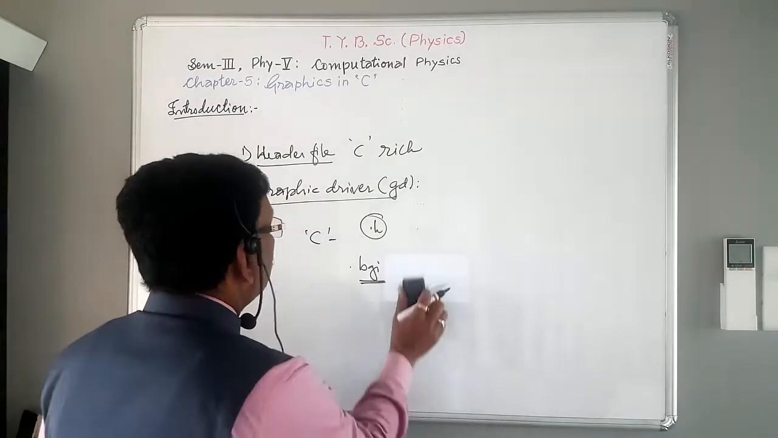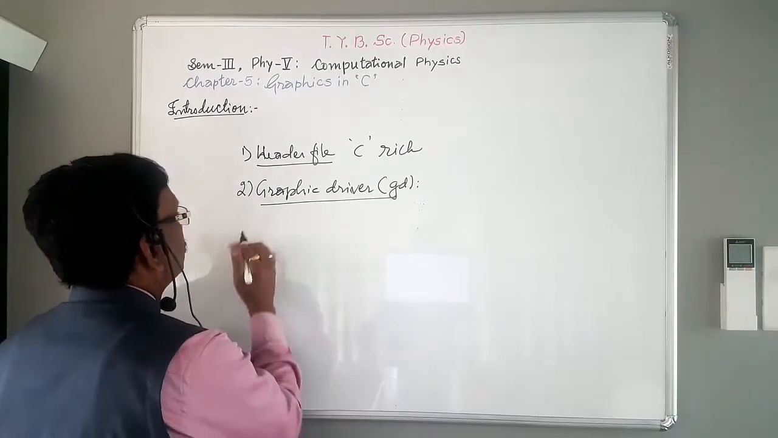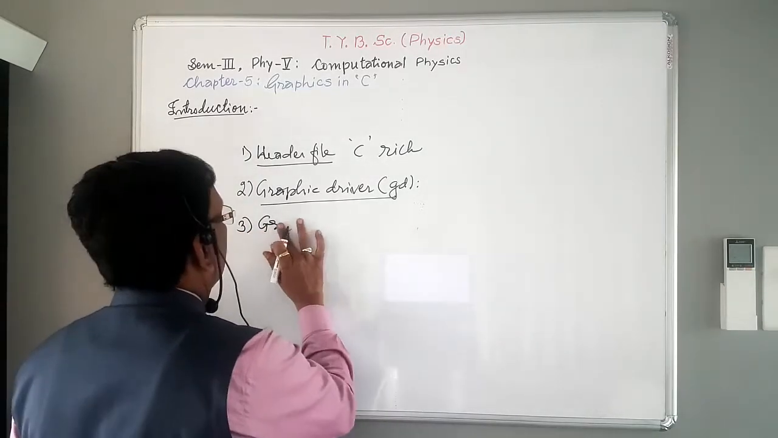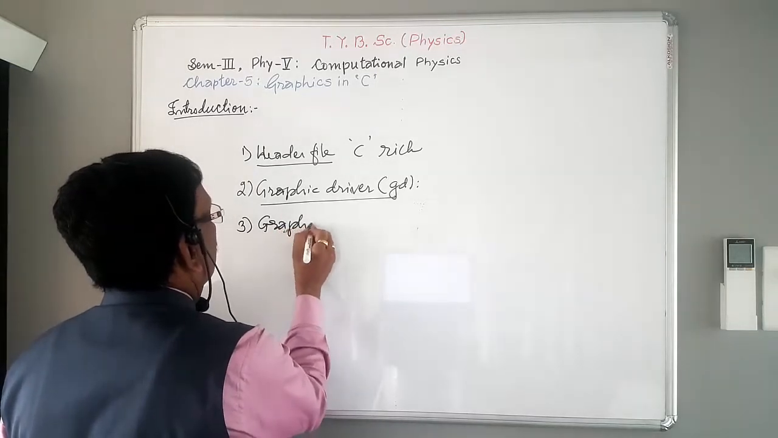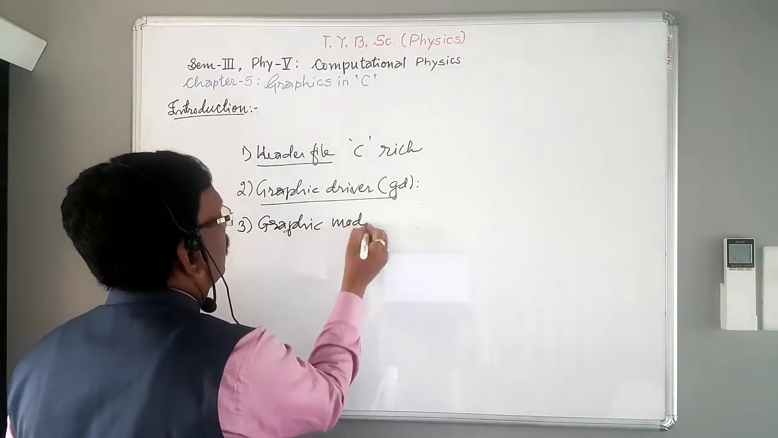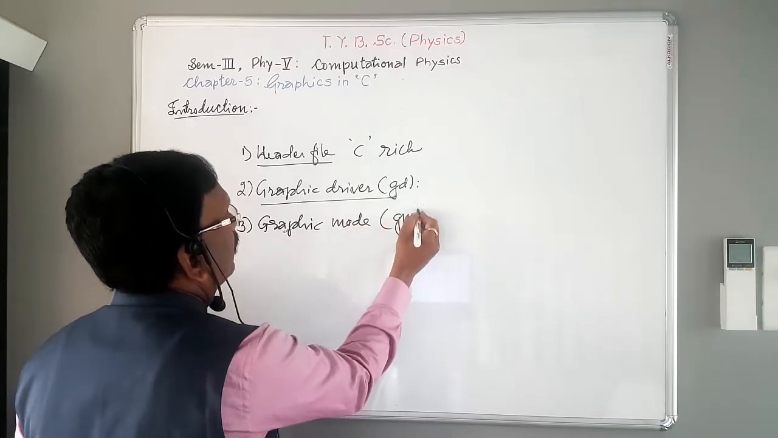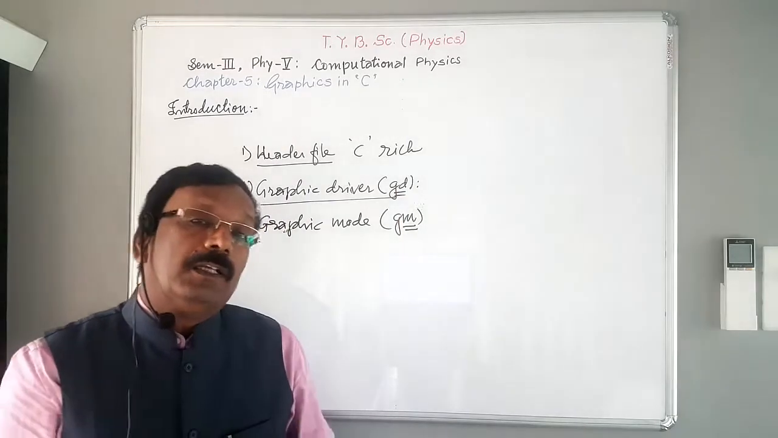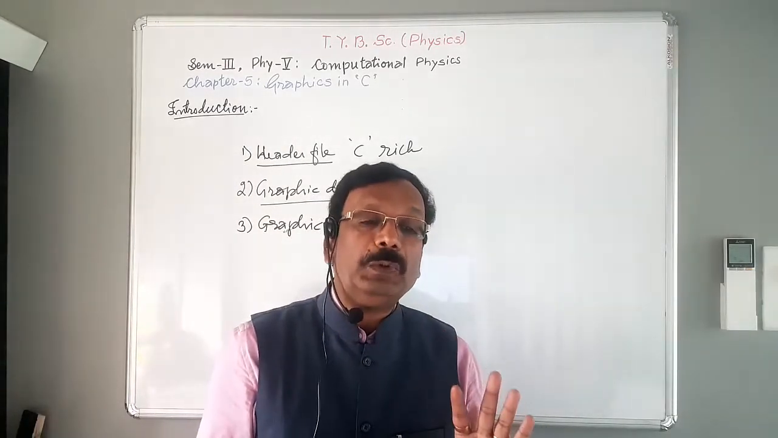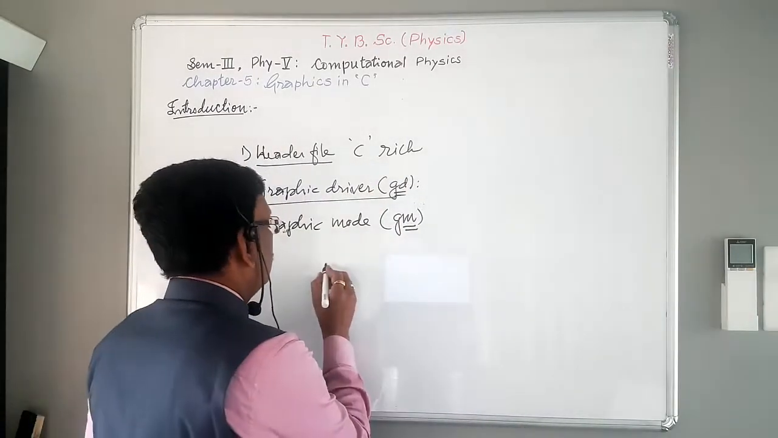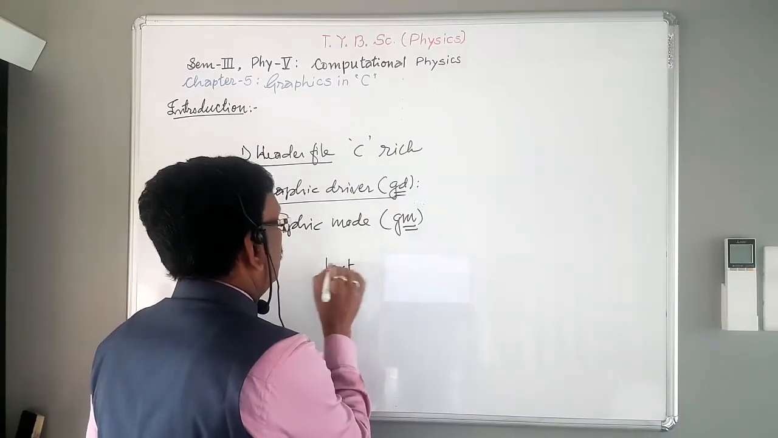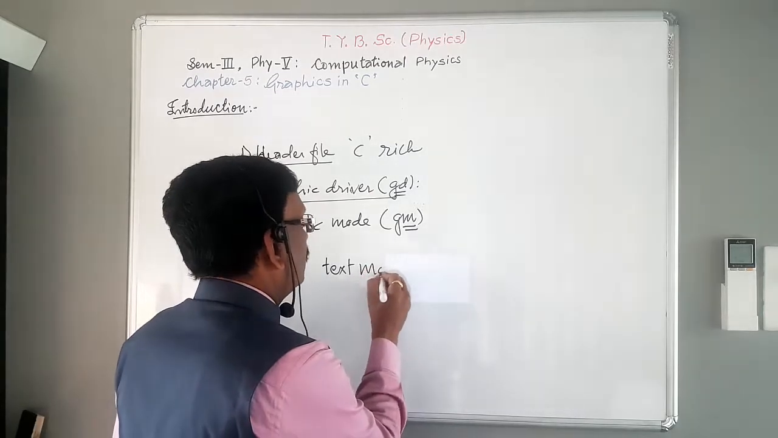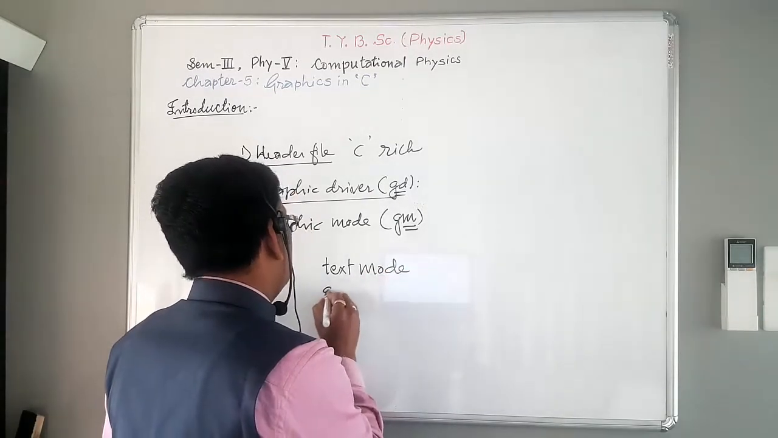Okay. Now the third important concept is graphic mode, that is GM. Remember that there are two modes, namely text mode, which we studied up to this point, and another is graphic mode.